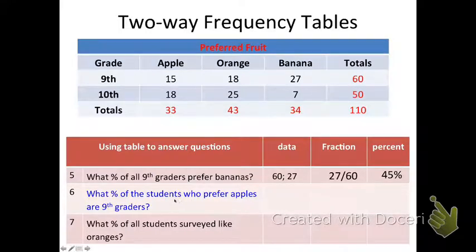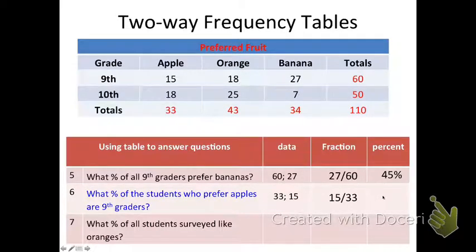If I look at question 6, it says, what percent of all students who prefer apples are in the 9th grade? So again, we're going back to that 9th grade. Okay, and now we're talking about apples. So what percent of the students who prefer apples? There are 33 students that prefer apples. What percent are 9th graders? So 15. Our data there, 33 total students who prefer apples, 15 of them are 9th graders. Our fraction, 15 over 33.